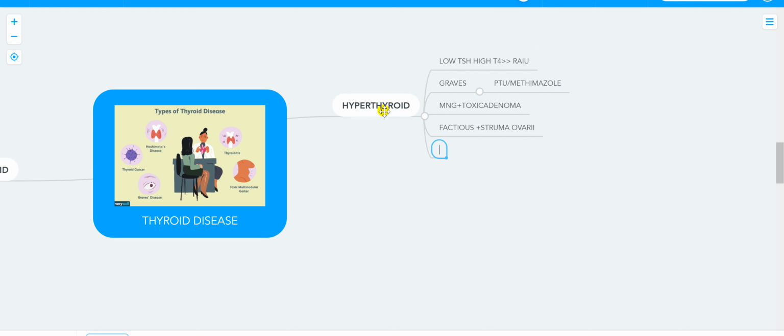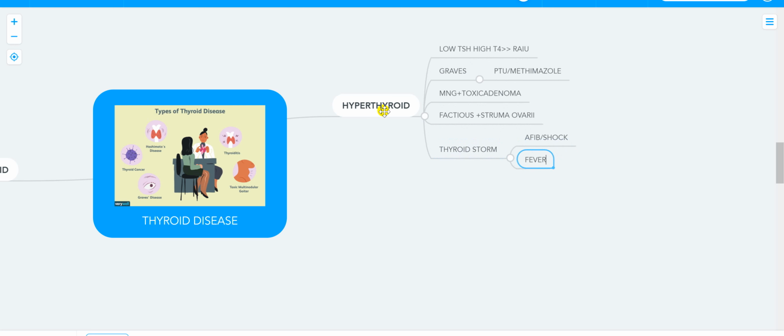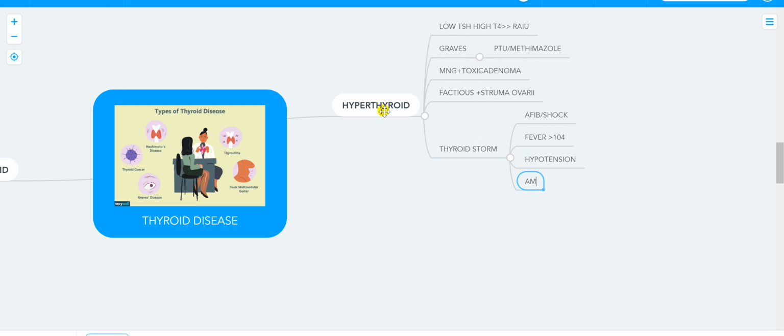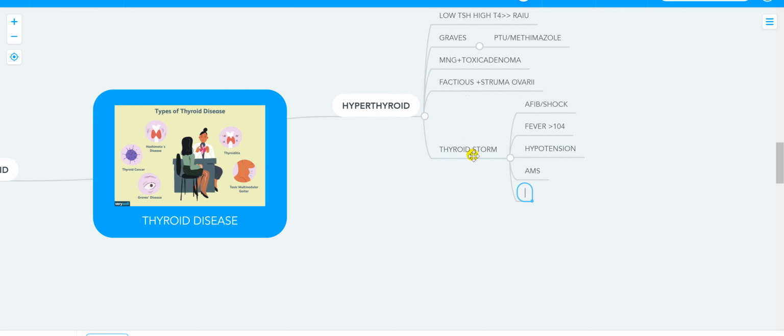And then we have something called thyroid storm. Thyroid storm could be AFib or shock, could be fever more than 104, could be hypotension, altered mental status. So it could cause all of these things. When you have all of these things, this is a thyroid storm. So this is very dangerous. What do you do? How do you treat it?